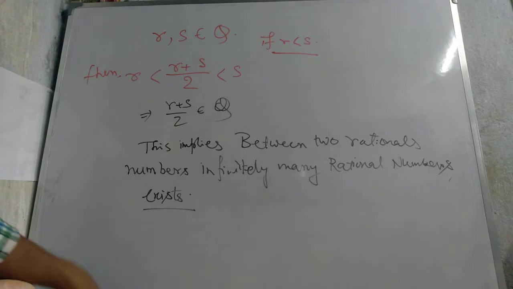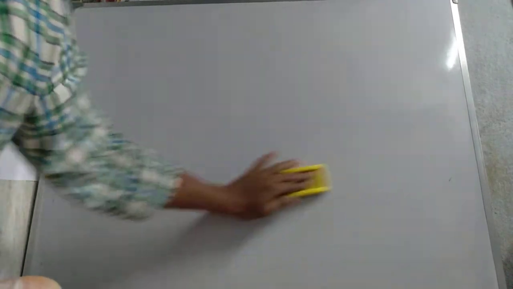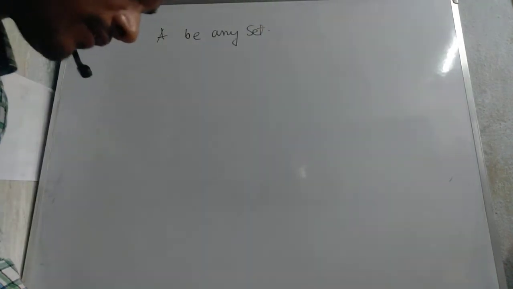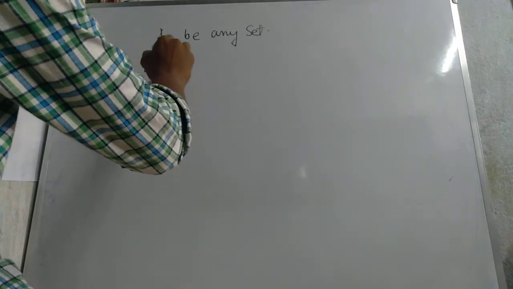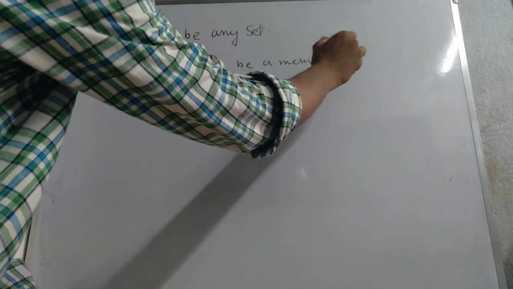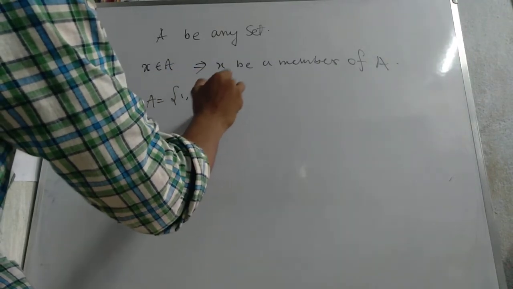Next we're going to further the definition of something. That means x belongs to some set, that means x is an element of a set. We know about that, but we're going to do it in a formal way, so we define this. Okay, let A be any set. Then obviously x belongs to A means x is a member of A. Here we give an example: A = {1, 2}, then 1 belongs to A.